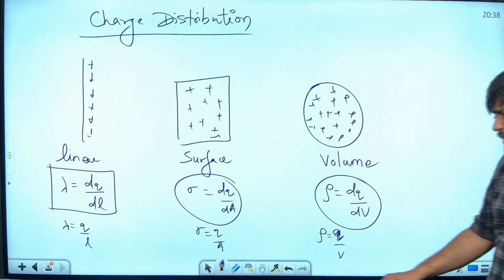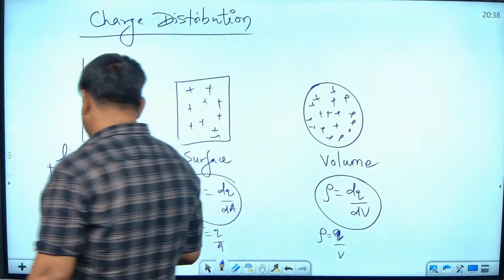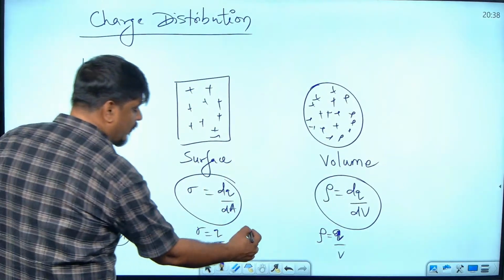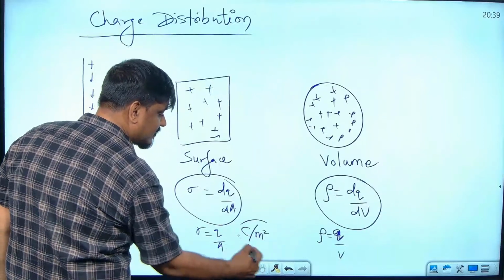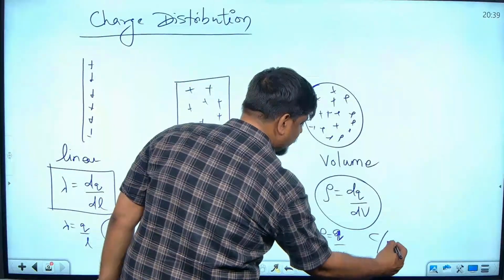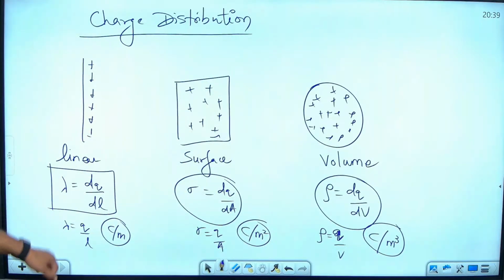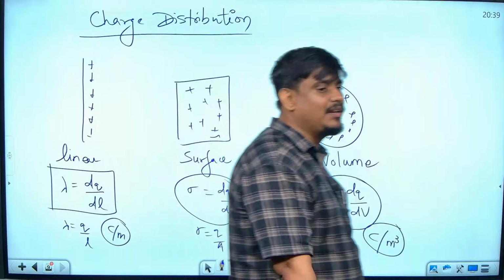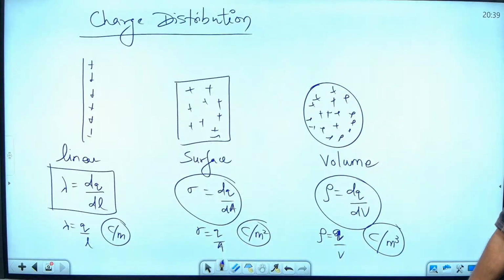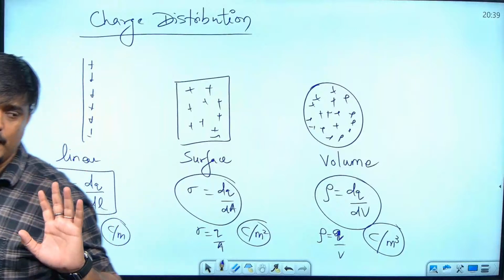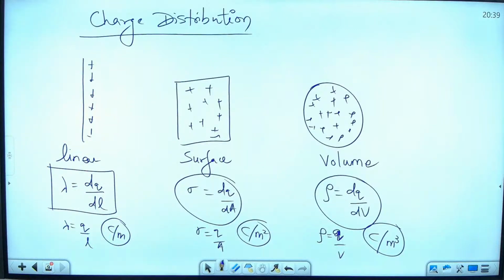What would be its unit? Simple, charge by length, so coulomb per meter. Coulomb per meter square, coulomb per meter cube. Don't you agree? These are the SI units of lambda, sigma and rho. Is it clear to everybody? Because we are going to use this.